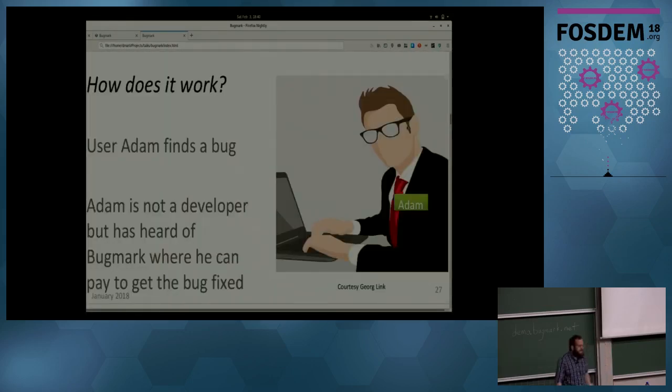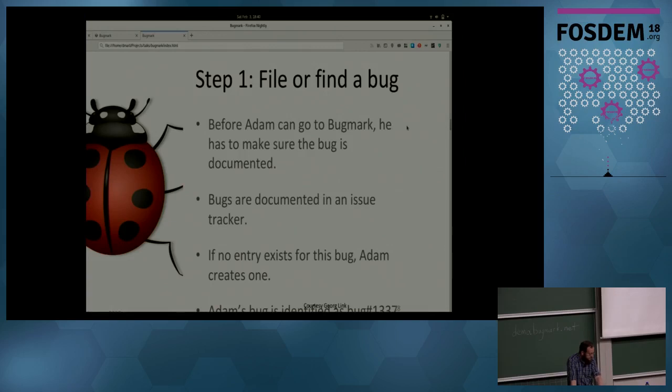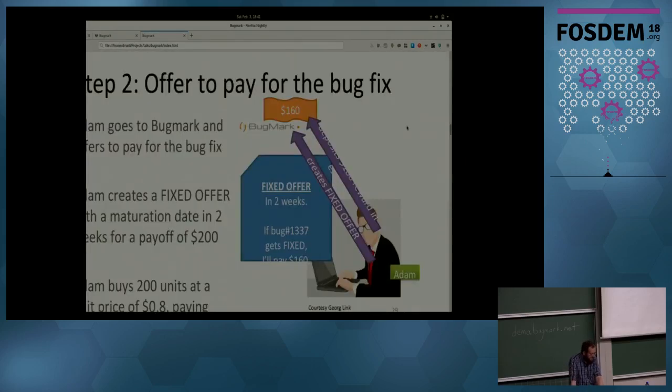All right, so here's Adam. Adam is a user of a particular software package. He's found a bug. He doesn't know how to fix it himself, but is interested in paying to get it fixed. First of all, Adam finds his bug in the issue tracker. And if there's no such bug in the issue tracker, then Adam can go ahead and create it.